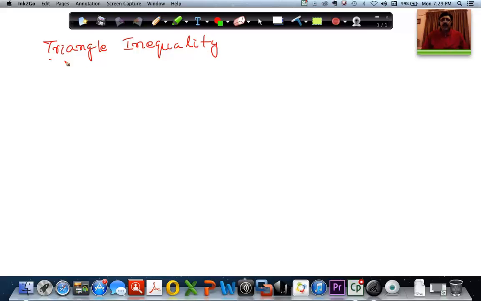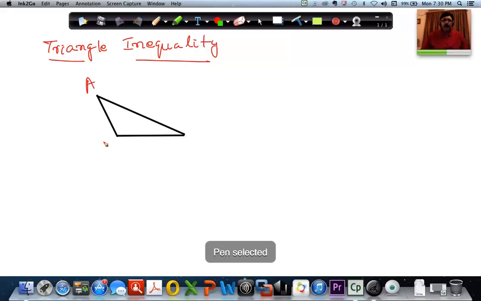Now, what does this triangle inequality really mean? For that, I want to first draw a triangle and try to explain what it means. Let me just draw a triangle. So, let us take a triangle like that. And let me name them: A, B, and C. Now let us also give lengths. Let us say that AC is a, AB is b, and BC is c.